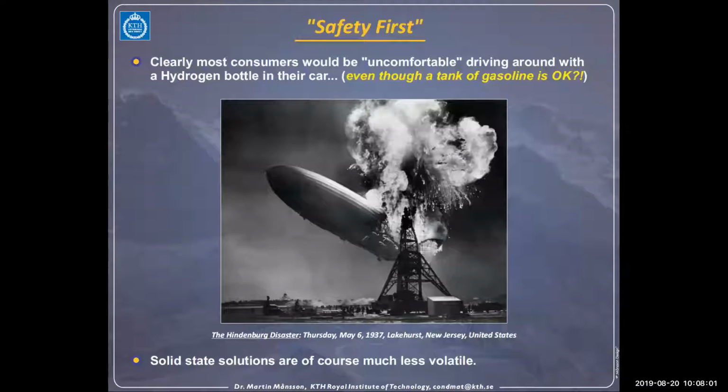So this is the Hindenburg disaster, very terrible, of course. But the solid state solutions are, of course, much less volatile. Even though it wouldn't be very great to have this part in solid state, that wouldn't work either.